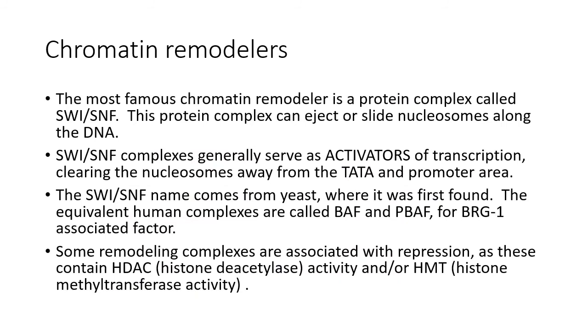There are bunches of chromatin remodelers, and they work in different ways. The most famous one is a protein complex called SWI/SNF, and this one can eject or slide nucleosomes. These generally are activators in transcription, usually acting in the promoter region. This has a human homolog, called BAF in humans, or BRG1. So it's a very similar complex in the yeast versus the human, but they were discovered independently, so they have different names. But there are also remodeling complexes which work in reverse that are associated with repression, and these may contain HDAC or HMT activities as well.